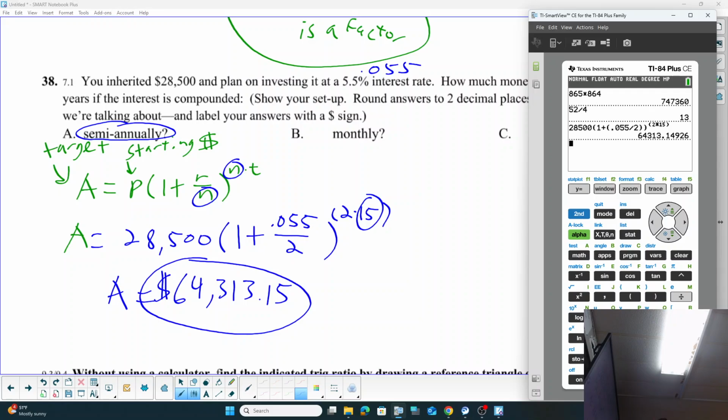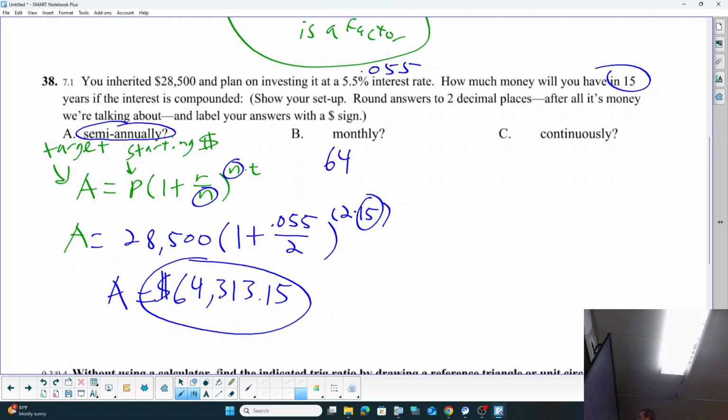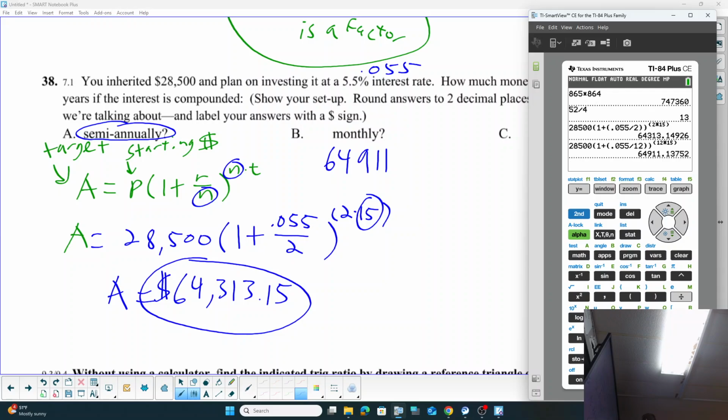So how would you change to monthly? Second enter brings up the last thing that you did. So to change to monthly, you would change the number of compounds. So second insert, let's say 12 times a year. And down here, second insert 12 times a year. And then that would compound it slightly more. 64,911.14.